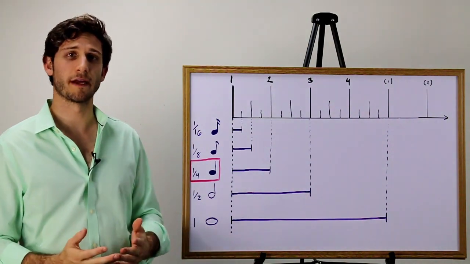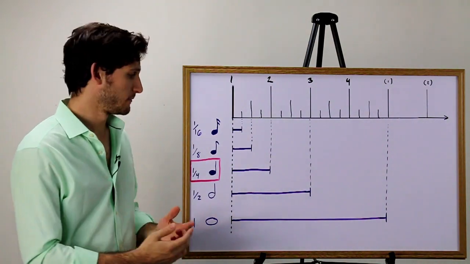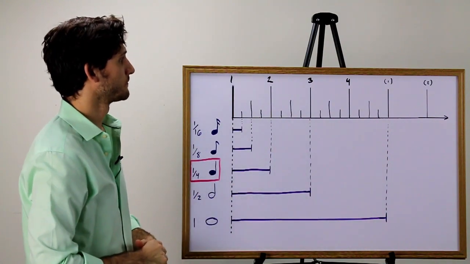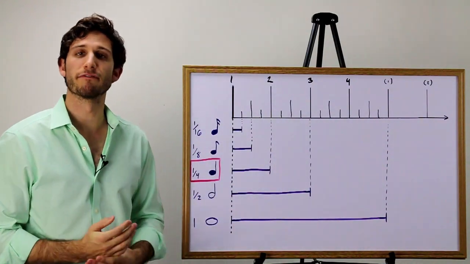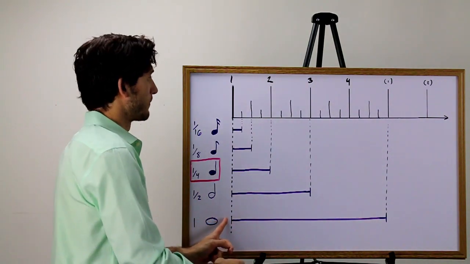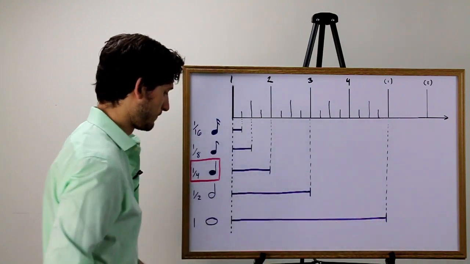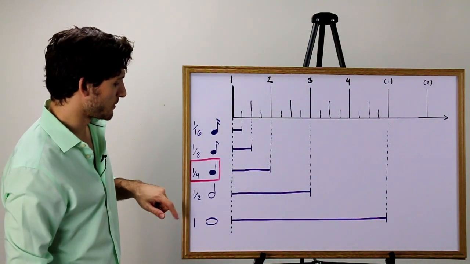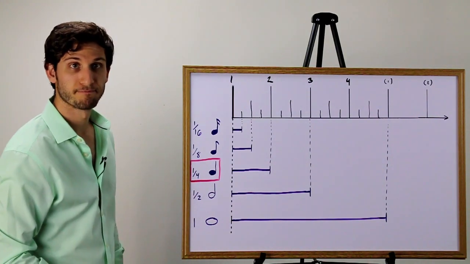If you put 2 quarter notes together, you get a half note from the beginning of 1 all the way to the beginning of 3, the length of 2 beats. If you put 4 quarter notes together, you get a whole note. So from the beginning of 1 all the way to the beginning of the next one. Like the name suggests, a whole note is the length of 4 quarter notes or 2 half notes.